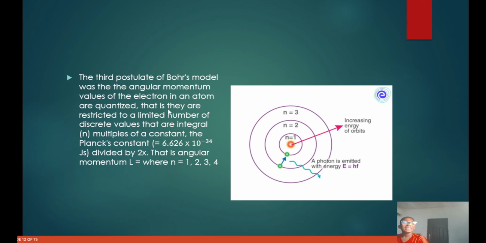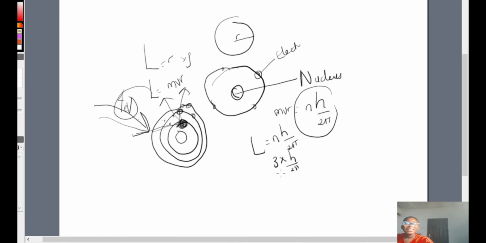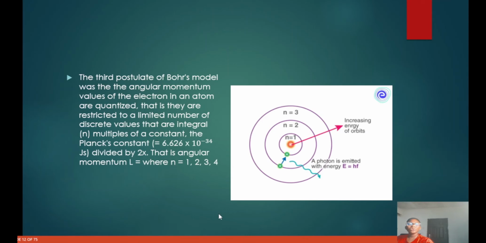I've explained this. He believes that the energies of electrons in an atom are quantized, that is, restricted to a limited number of discrete values that are integral n values. And we explained that n, when I said that the angular momentum is equal to n, which is just the number of the shell, if it is shell 1, 2, 3, multiplied by the Planck's constant divided by 2 pi. That is what this third postulate is talking about, where n is equal to 1, 2, 3. We can see that n is equal to 1 here, n is equal to 2 here, n is equal to 3 here. So this is the electron here. When it came to this point and is going back, it became de-excited and a photon is emitted.